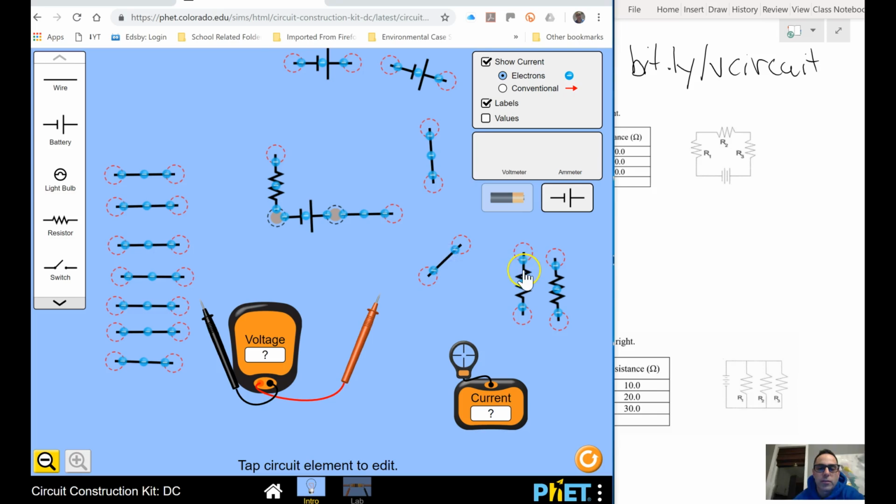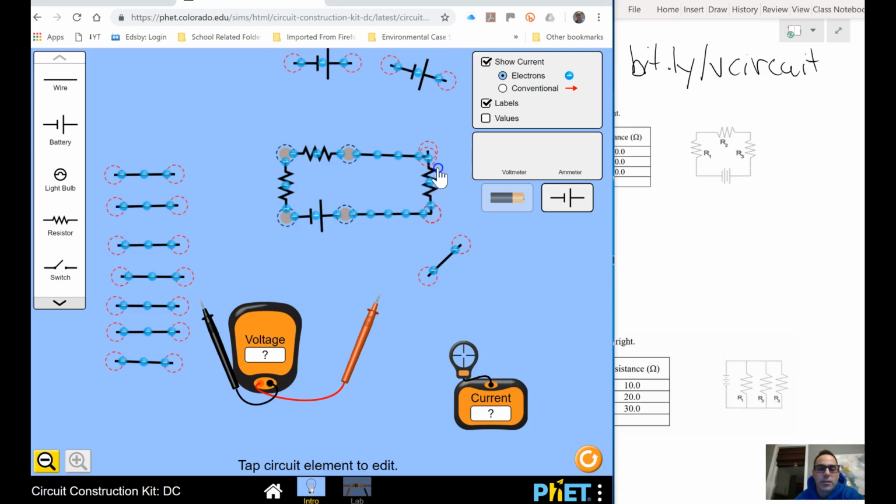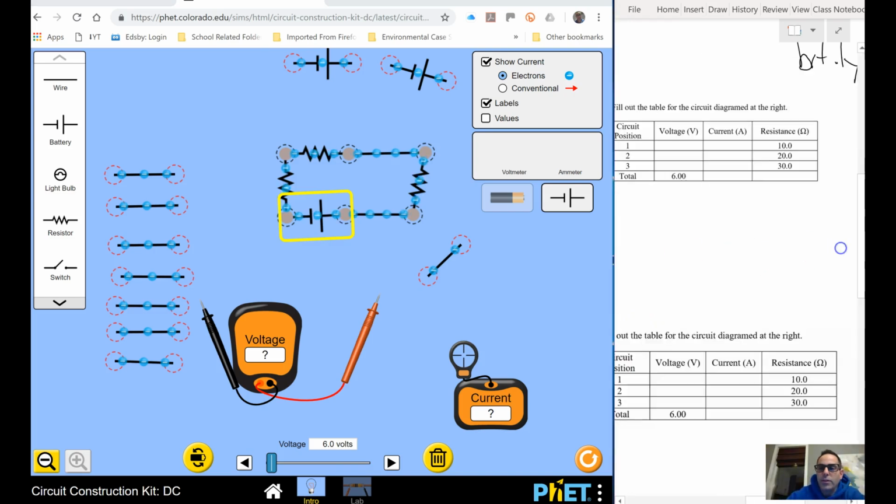Let's break these guys up. So here's another resistor. This one's a 20 ohm resistor. All right, and then I'll put my 30 ohm resistor in right here. There we go. So I've got my resistors and my voltage. I need to bump it up to 6 volts. There we go, and that follows what the question is saying.